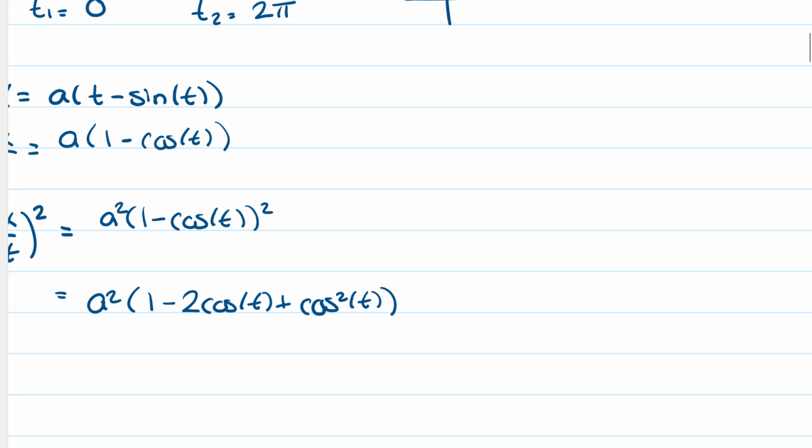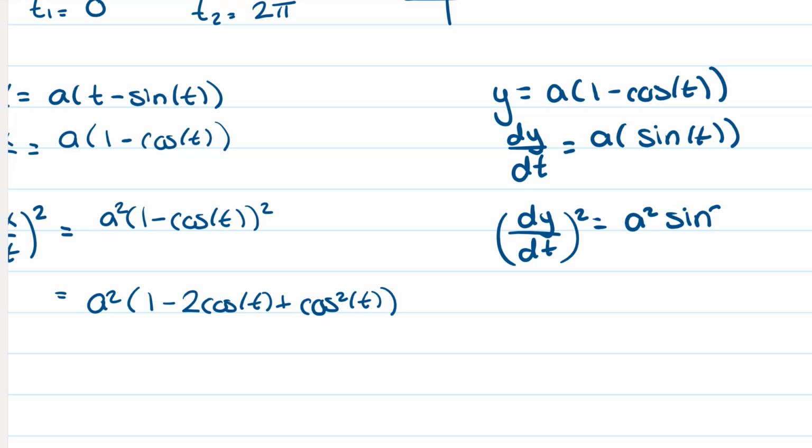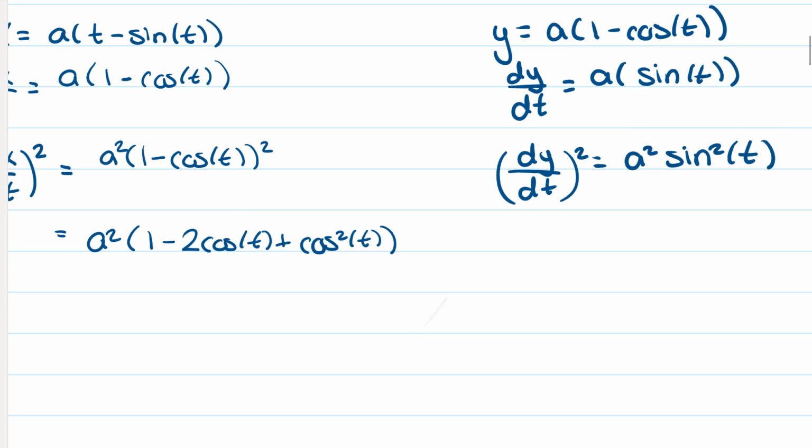And now we need to find dy/dt. So we know that y is equal to a times (1 minus cosine t). And so I know that dy/dt is going to be a sine of t. And then I need to square it. So (dy/dt) squared is a squared sine squared of t. Now that I have all the pieces, all I have to do is plug it into my equation.